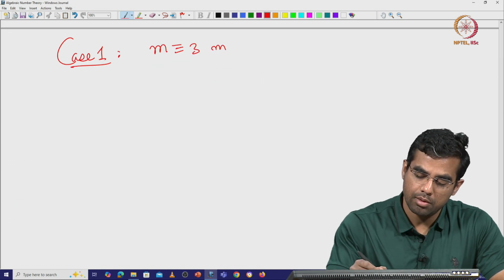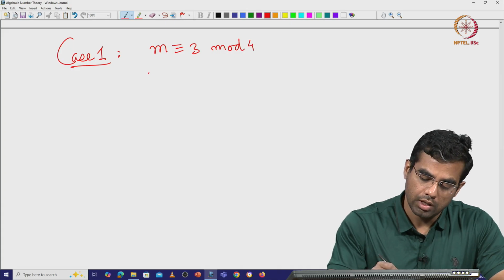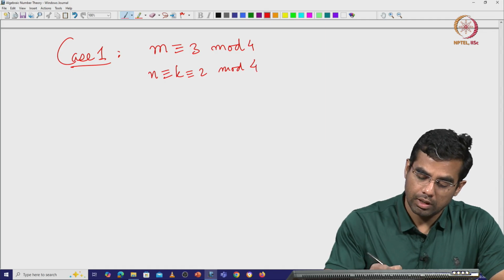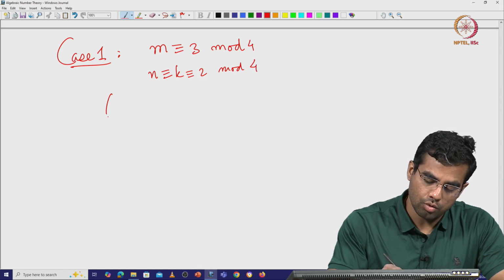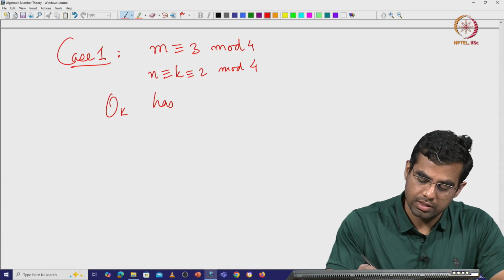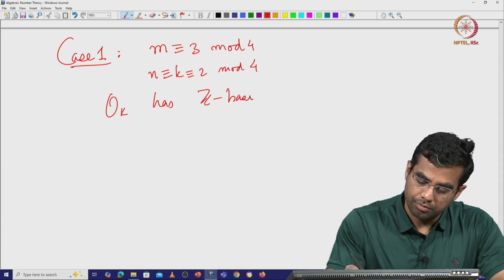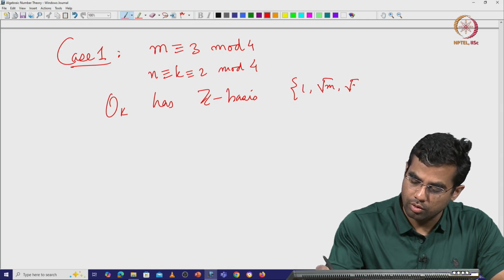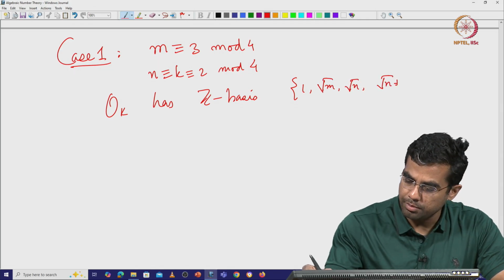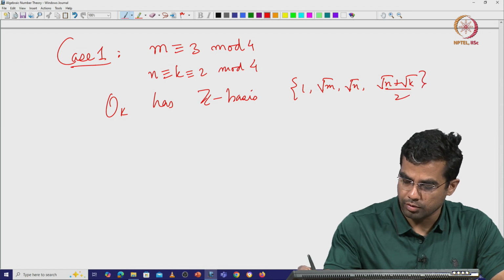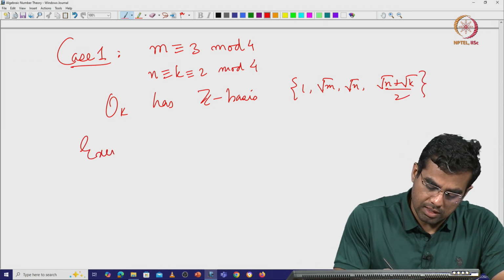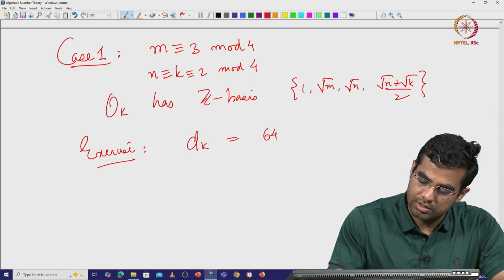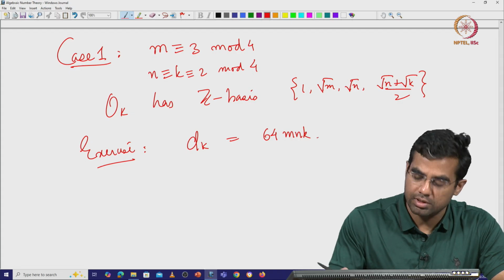Case 1 was when m is congruent to 3 mod 4 and n and k are both congruent to 2 mod 4. In this case, we proved that O_K has Z-basis given by 1, √m, √n, and (√n + √k)/2. And then here is an exercise that you can do: the discriminant in this case turns out to be 64 m n k.